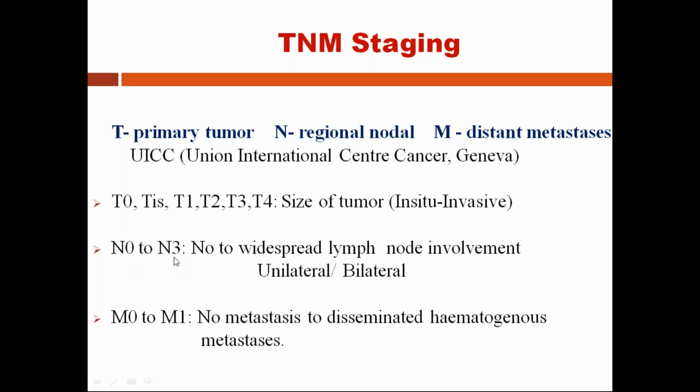Next, you have N0 to N3. N0 means no lymph node. Then N1, N2, N3 depend upon how many lymph nodes are involved, whether there is unilateral involvement or bilateral involvement. Similarly, M0 to M1. M0 is no metastasis. M1 is there is a distant metastasis. So that's how staging is done.